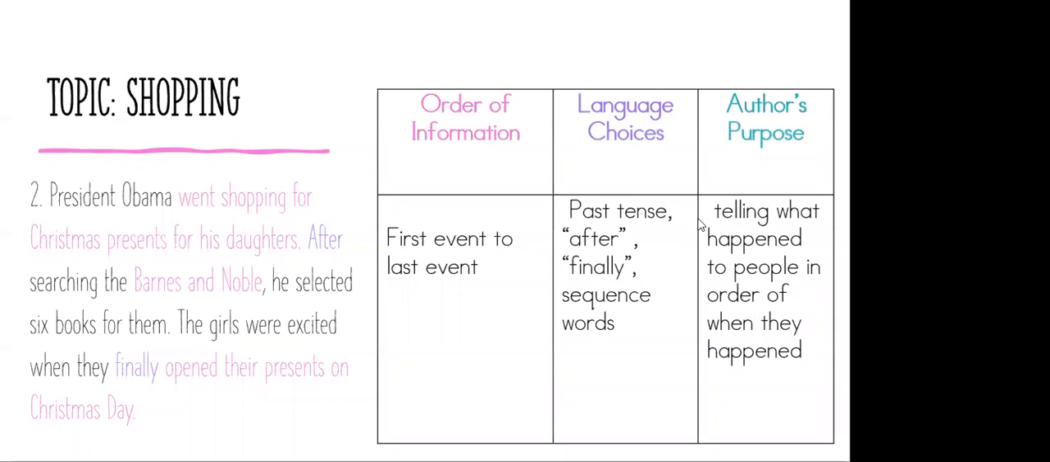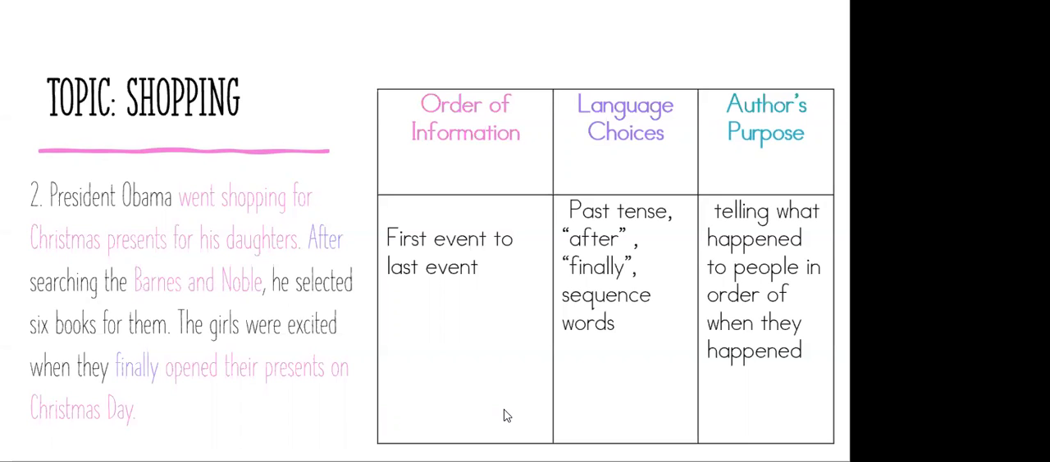I noticed the order of information was the first event and last event. First, President Obama went shopping for Christmas presents for his daughters. After that, he searched in Barnes & Noble, he selected books, and then he finally gave the books to his daughters for Christmas. The language choices I noticed are after and finally. These are the 2 words that tie to the events in time. And the author's purpose is telling what happened to people in order of when they happened.